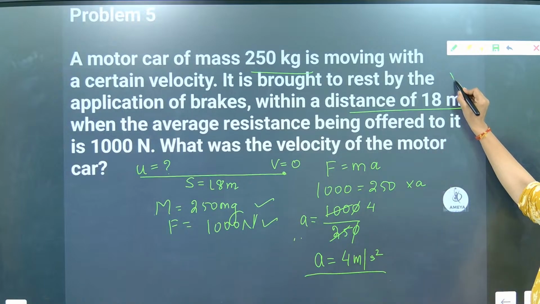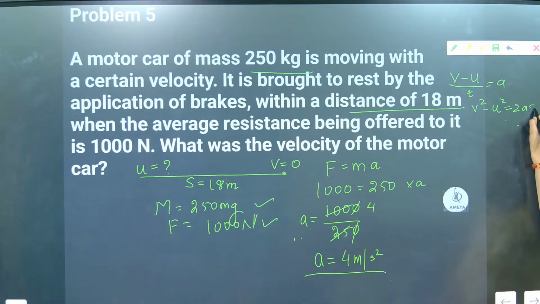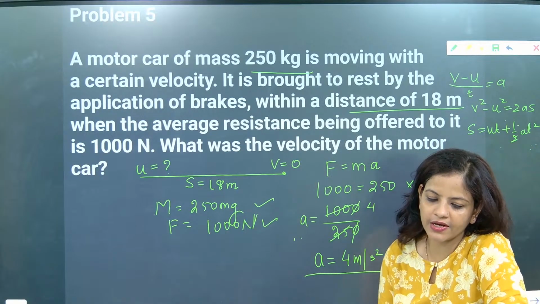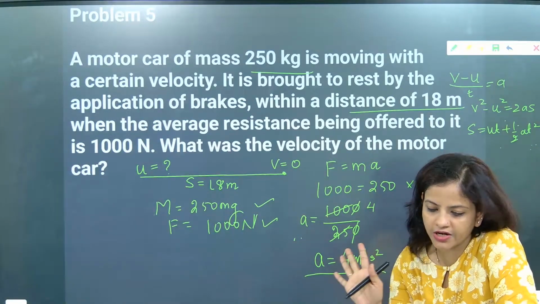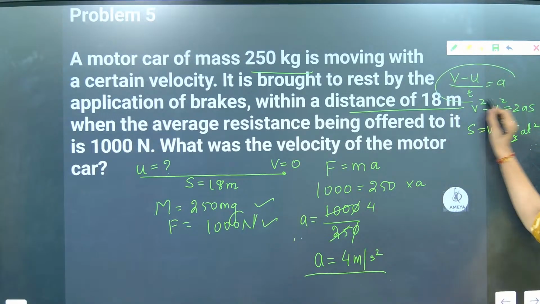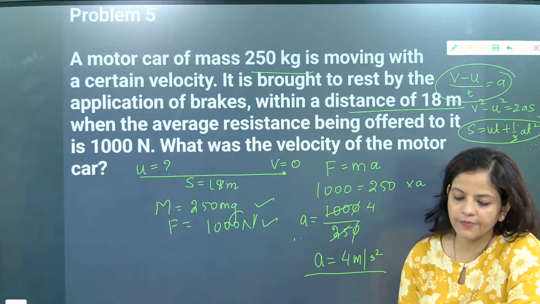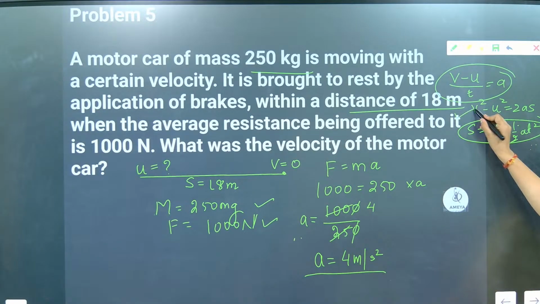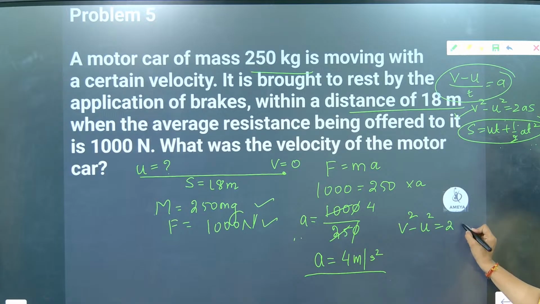Now we have three equations of motion. First is (v minus u) by t is equal to a. Second, v square minus u square is equal to 2as. Third, s is equal to ut plus half at square. But we don't have time given. So the first one and the third one we can't use because time is not mentioned. The only one we can use is the middle one: v square minus u square is equal to 2as.